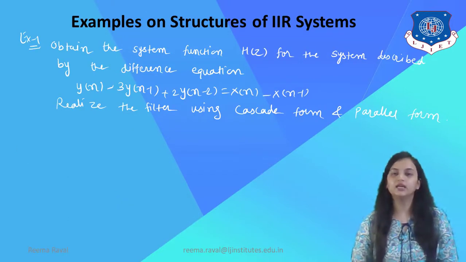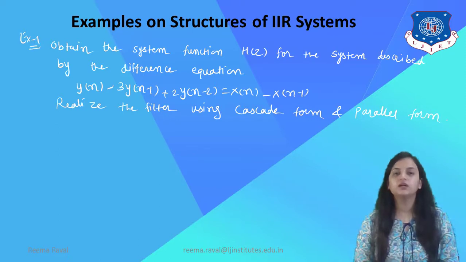So, let us see the first example. The data given is: obtain the system function H(z) for the system which is described by the difference equation y(n) minus 3y(n-1) plus 2y(n-2) equals x(n) minus x(n-1). Realize the filter using cascaded form and parallel form. That means it is asked to you to draw the cascaded form structure and parallel form structure.